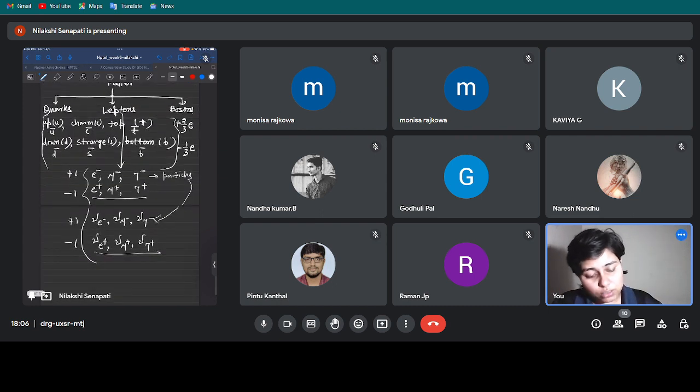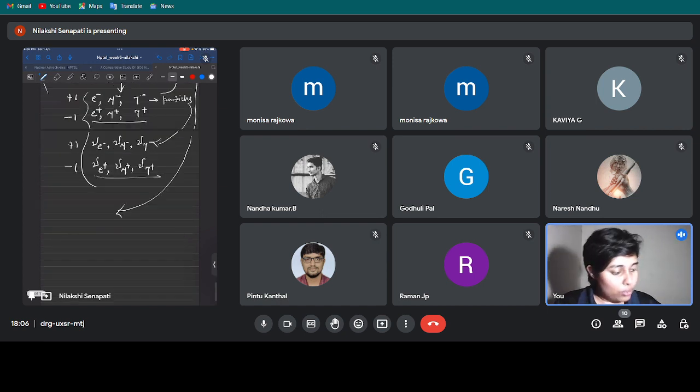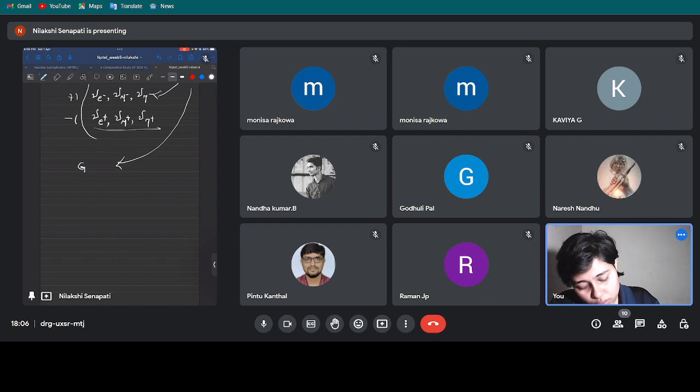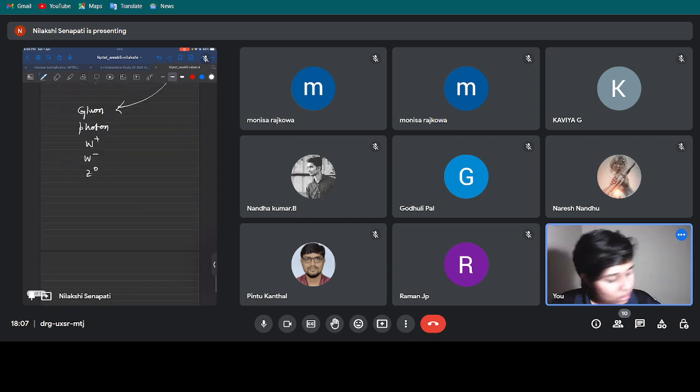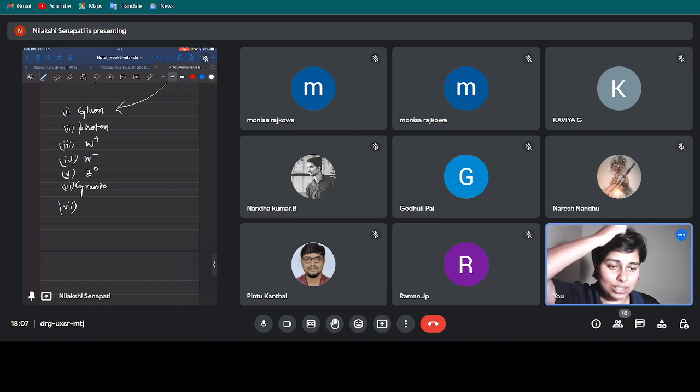And last but not the least, we have bosons, which are the cause of any interaction, and we have 7 bosons: gluon, photon, W plus, W minus, Z0, graviton. Now you will say that there are only 6, so what is the seventh one? The seventh one, which you are all aware of, was a great discovery in 2012, I guess: the Higgs boson.